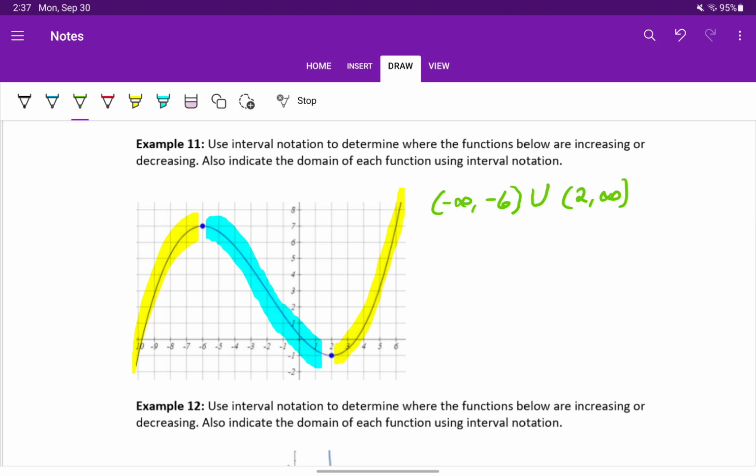We'll join those two intervals with that U symbol, the union of those two intervals. That is where our function is increasing, either in the first interval or the second interval. And then we could identify our function as decreasing on the interval from negative 6 to positive 2. In this case, we have no holes or breaks, no jumps in our graph, so our domain is unrestricted. It would be negative infinity to infinity.